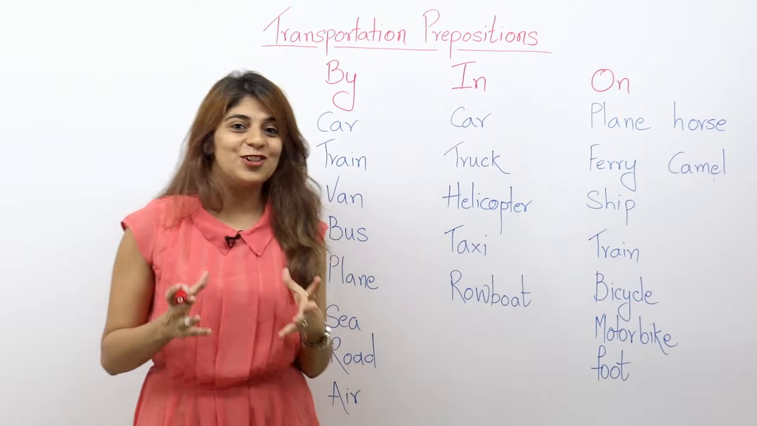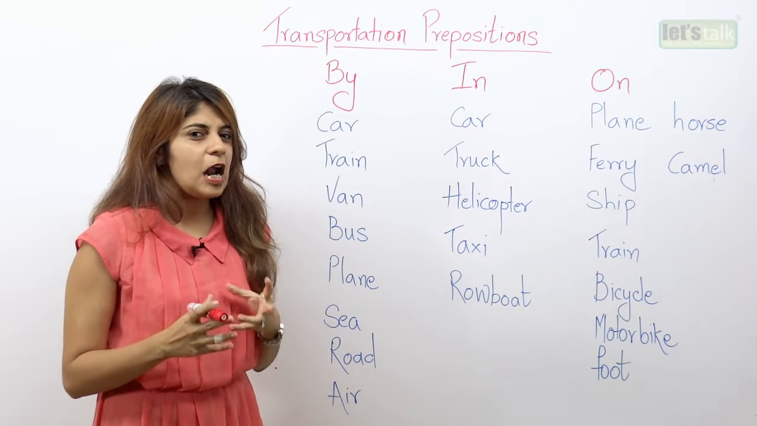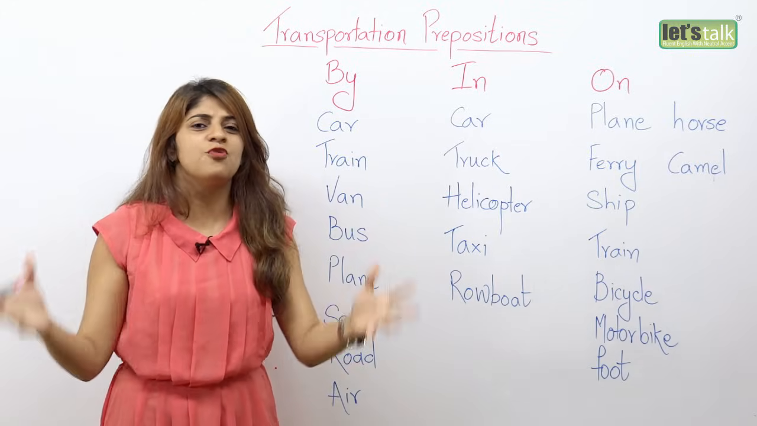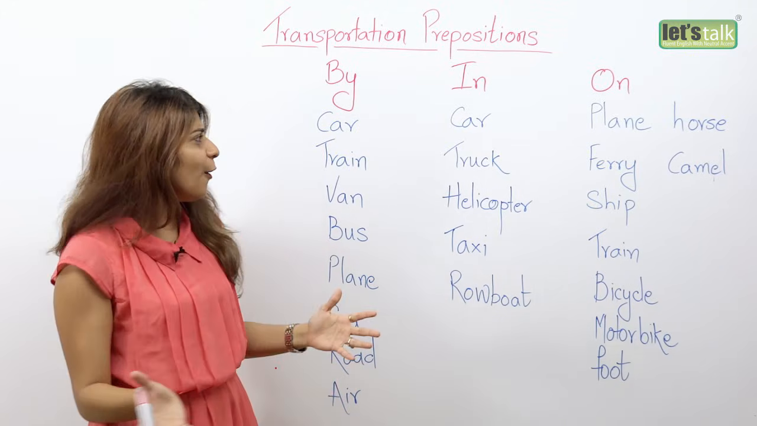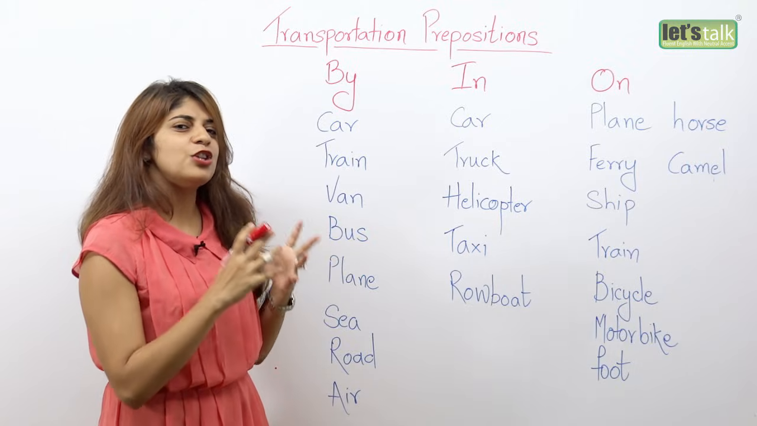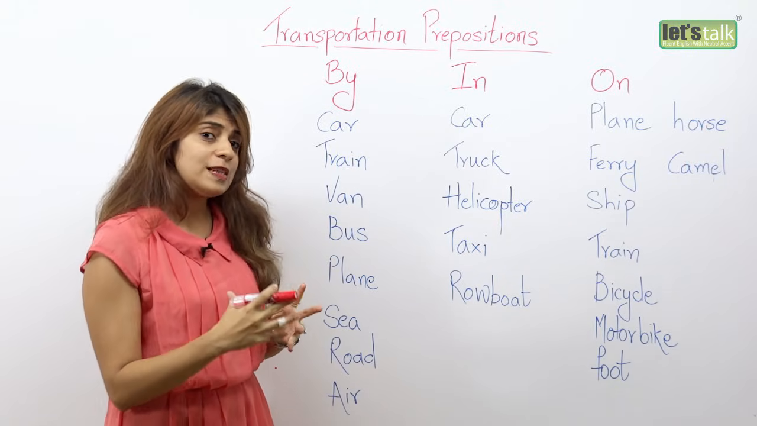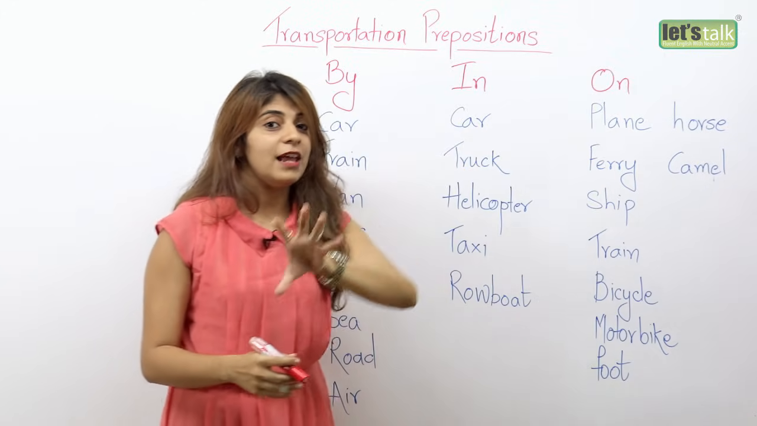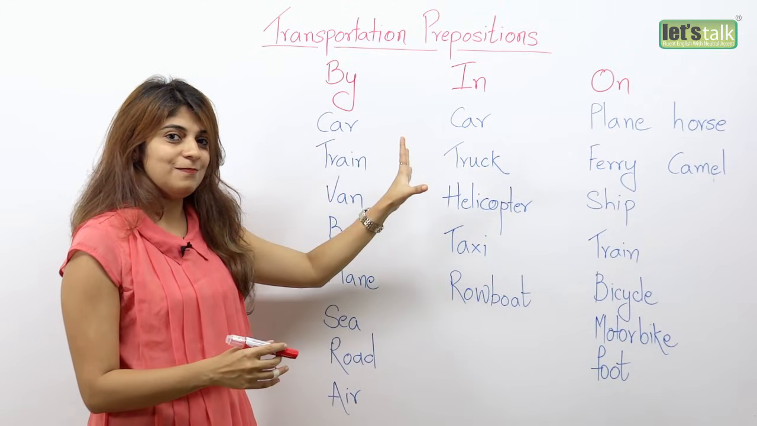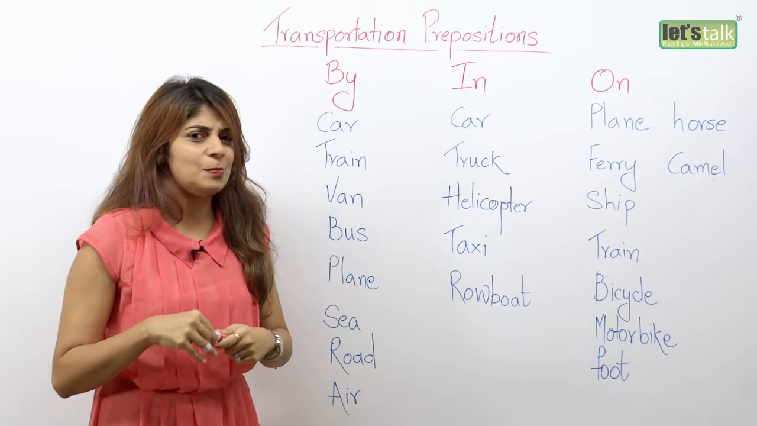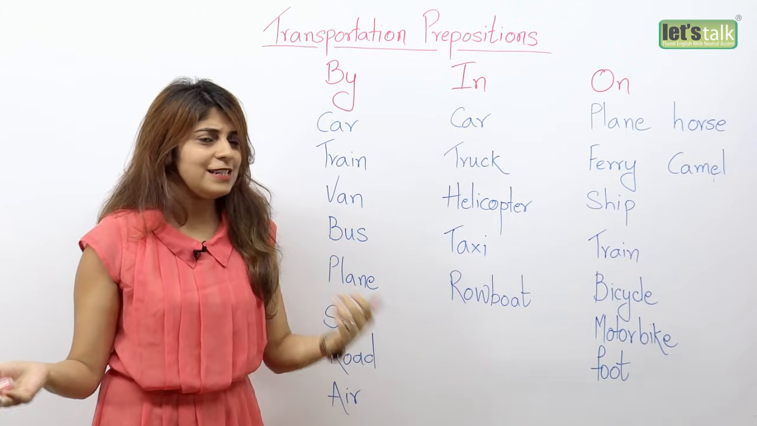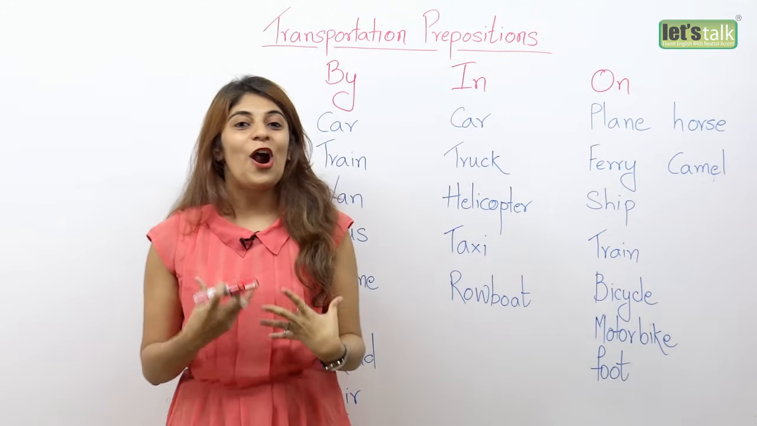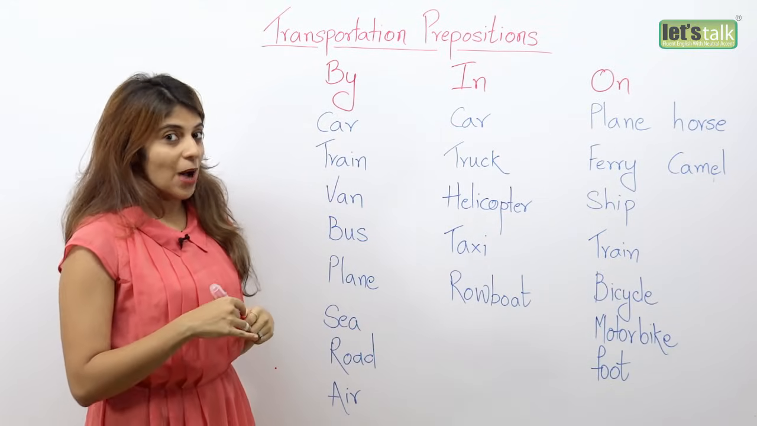Now for many English learners, prepositions are a little tricky and confusing because there are no rules to follow. So, in today's lesson, we are going to try to understand using the prepositions by, in, and on related to transportation. So that would make your speech a little easy, right? So let's get started. Now, the first preposition that we are going to look at is by.